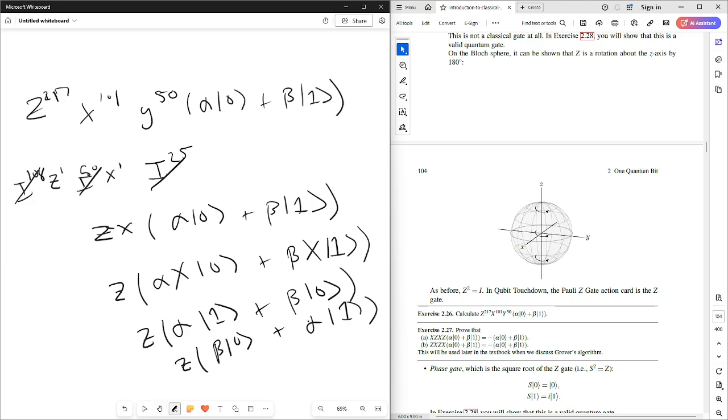So keeps 0 as 0. So the Z gate applied here, we wind up with beta of 0 minus alpha of 1. Still completely valid. Once we take the norm squares of these amplitudes here, they'll still equate to 1.